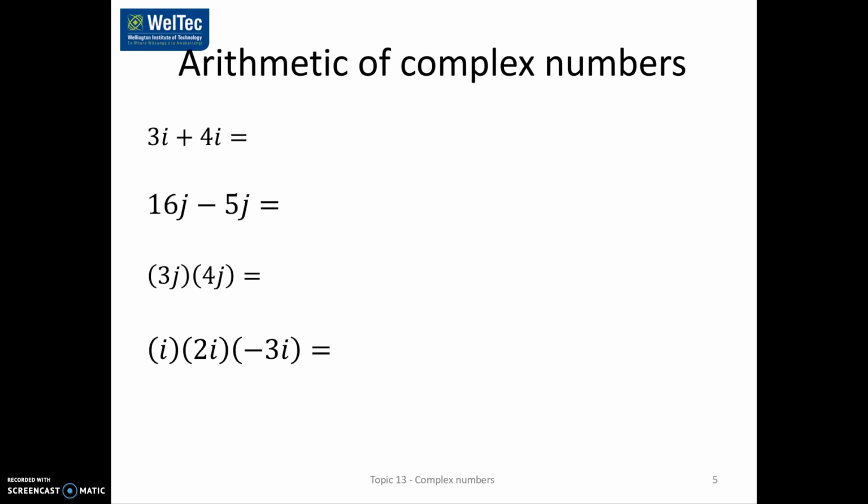Now, we add complex numbers in just the same way as we do ordinary numbers, and the same with subtract. 16j minus 5j would give us 11j. We multiply them just the same way. 3 4s are 12 j squared, but remember that j squared or i squared is -1, so 12j squared becomes -12.